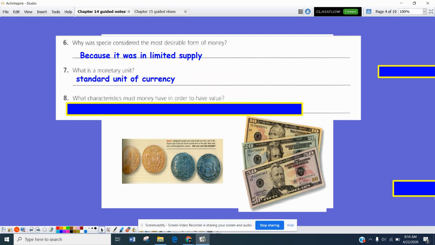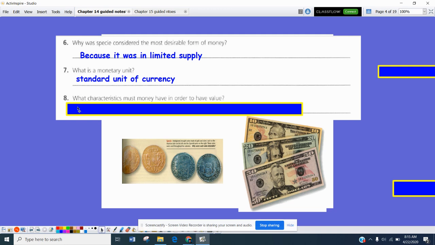Monetary unit is basically a standard unit of currency. When we look at our dollar, that is kind of a standard unit, and we kind of subdivide it out into $1 bills, fives, tens, 20s, 50s, on the way up to $100 bills, and then the variety of coins that we have. Most people are very familiar with that standard, at least here in the United States.